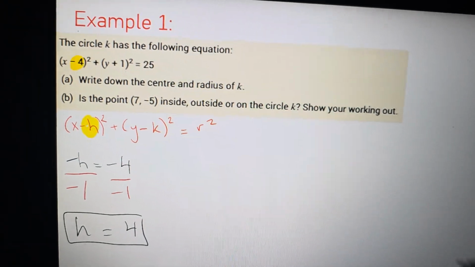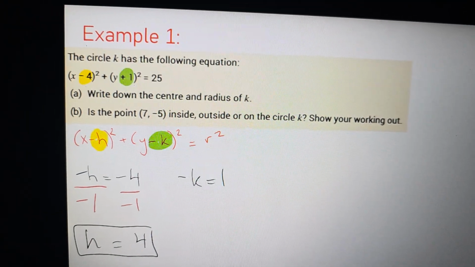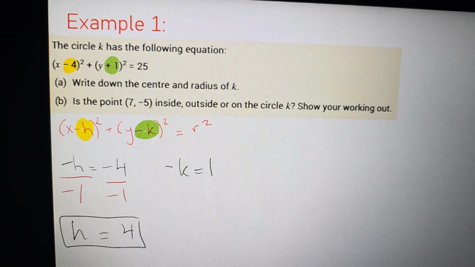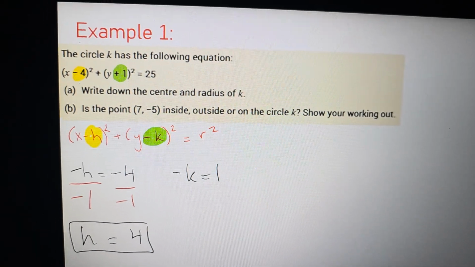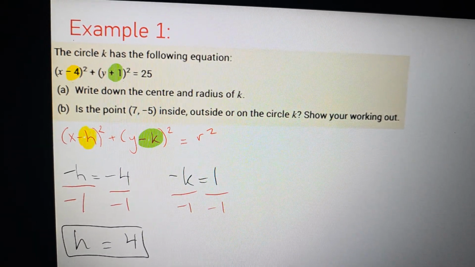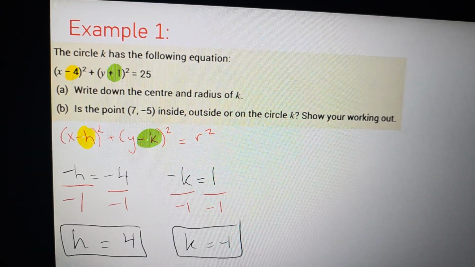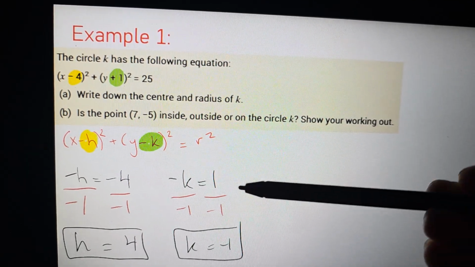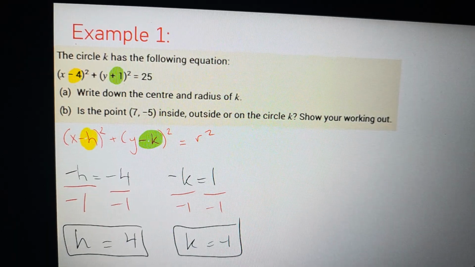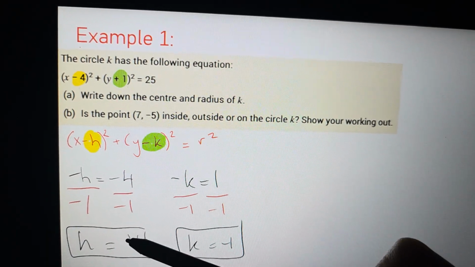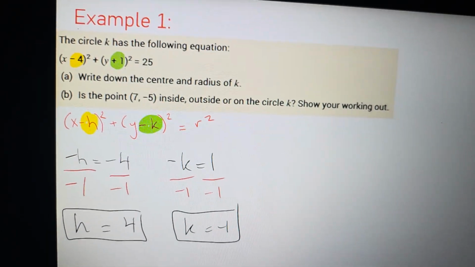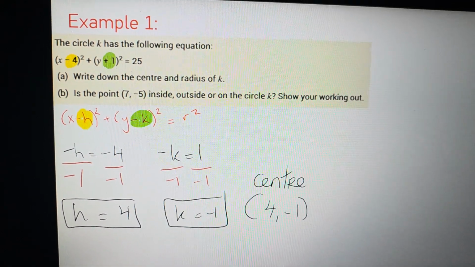So I found h. Then minus k is equivalent to plus 1. I want to get k on its own, so divide across by minus 1. That will then give me k equals minus 1, since 1 divided by minus 1 is minus 1. Lastly, the centre then is (h, k). So (4, −1) is the centre of that circle.